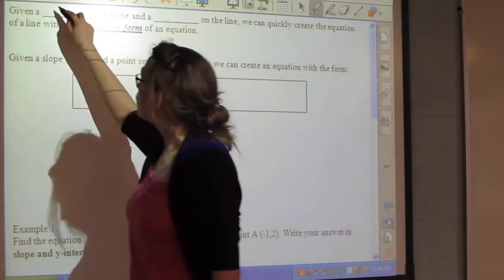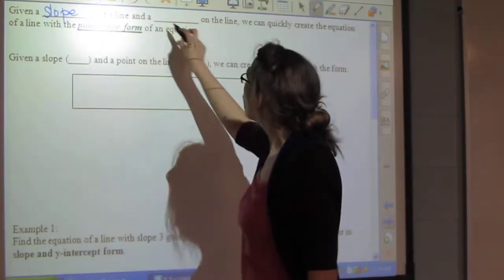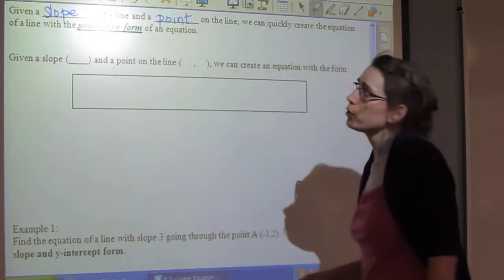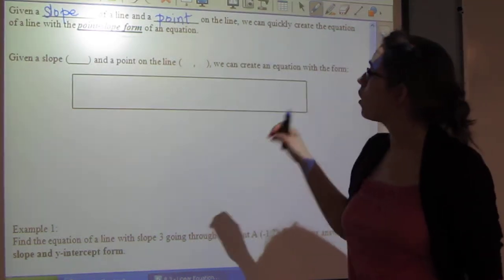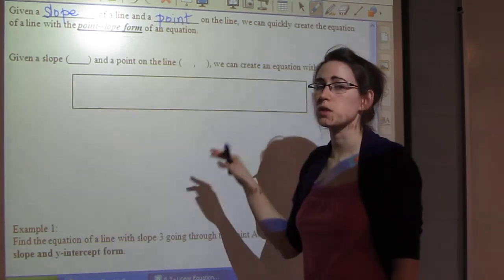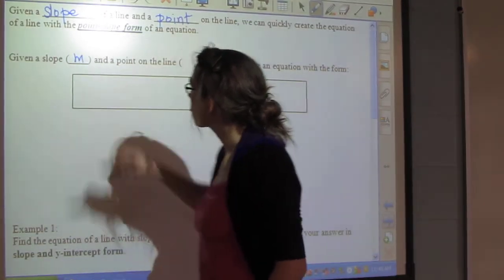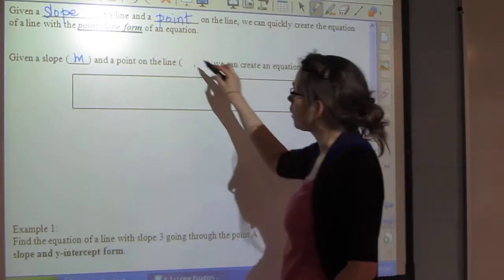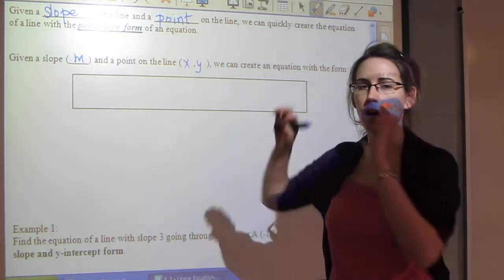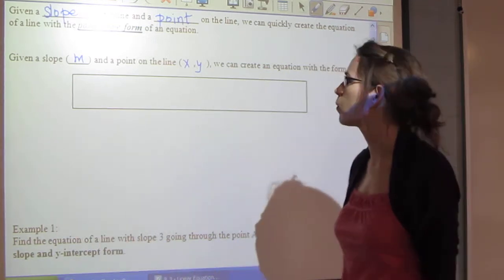So given a slope of a line, and given a point on that line, we can quickly create the equation of a line using what's called the point-slope form of an equation. And I'll show you what that looks like in just a second. So given our slope, which is m, and given a point on that line, which we represent by the x value and the y value, just think of an ordered pair. We have the x value first, the y value second. Think of the alphabet song, x comes before y.